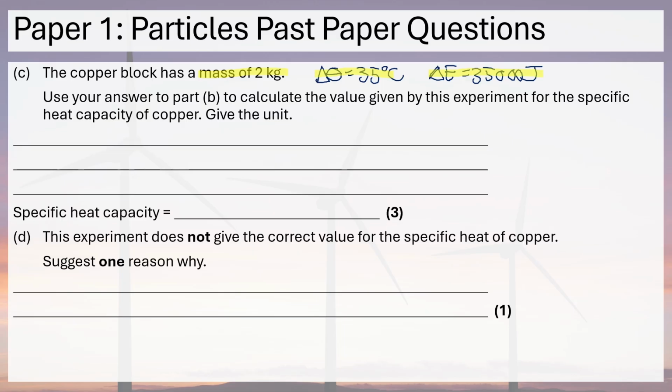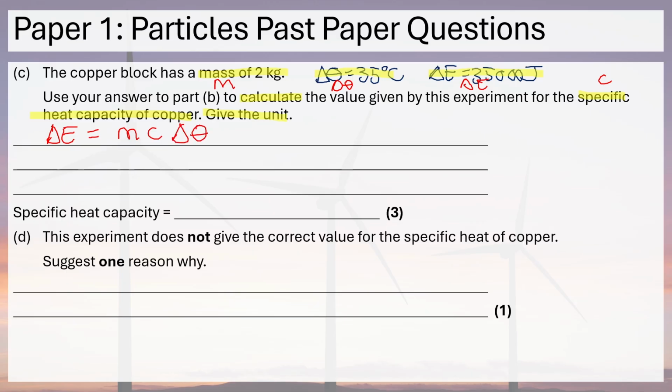We're now asked to calculate the specific heat capacity. We're also asked to give the unit. So we've identified our knowns and we've identified our unknowns, what we're looking for. We now need to identify the correct equation. There's only one with specific heat capacity in, which also has mass, change in temperature, and change in energy, and that is change in energy equals mass times specific heat capacity times the change in temperature.